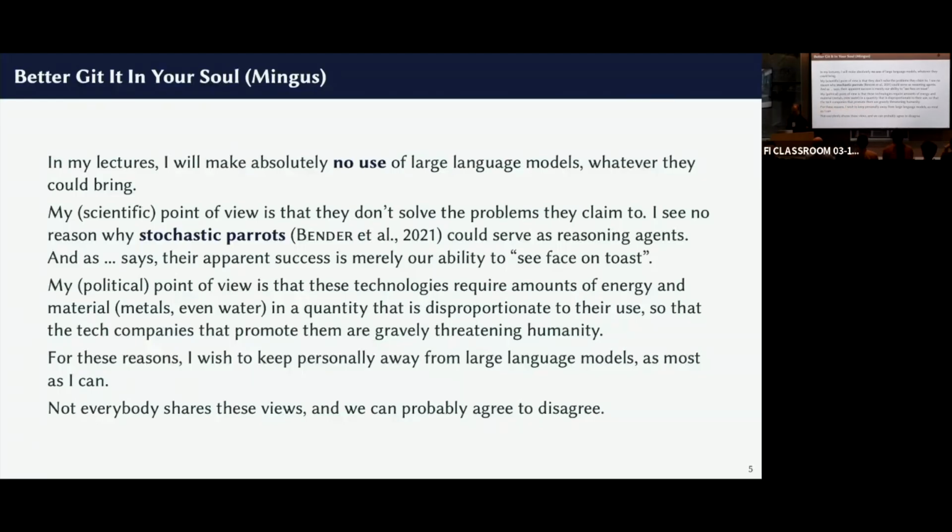There is also a political point of view, and I hope the ICE won't come to take me. These technologies require amounts of energy that are totally disproportionate to the use, metals, water, and so on. And my personal belief is that these tech companies that promote them are threatening humanity. So I wish to keep away from them. Not everybody shares my view, and we are adults, and we can probably agree to disagree.